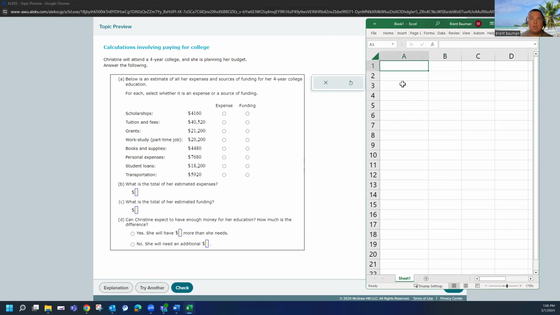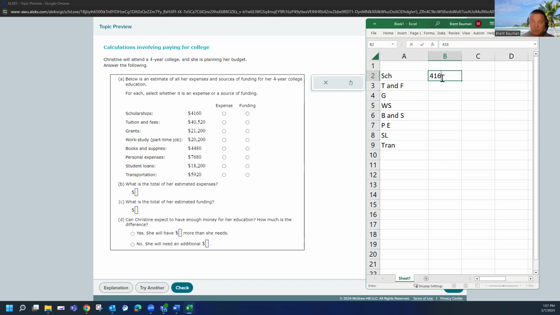So let's go ahead and see what we have here. I'm just going to list each category that we have so far, and I'll abbreviate them a little bit. So we have scholarship, tuition and fees, grants, work study, books and supplies, personal expenses, student loans, and transportation. Okay. So just generic so that I can keep track of them a little bit. And then I'm going to go ahead and put in my values.